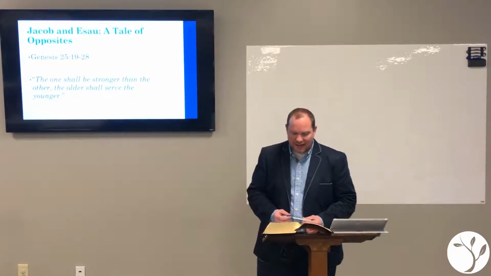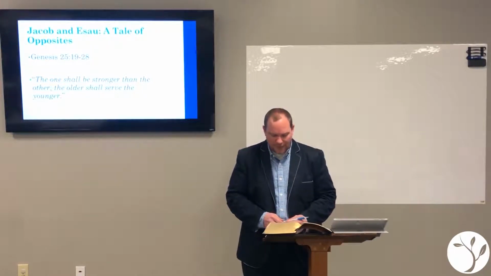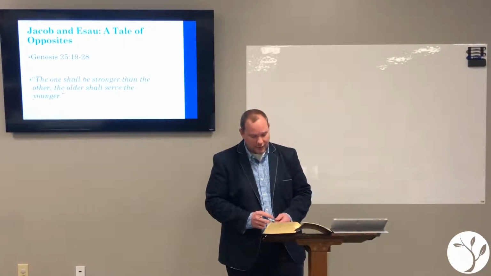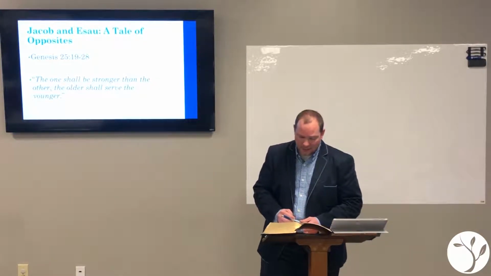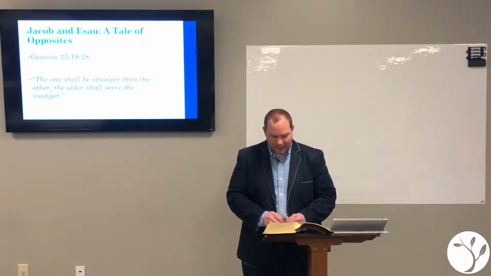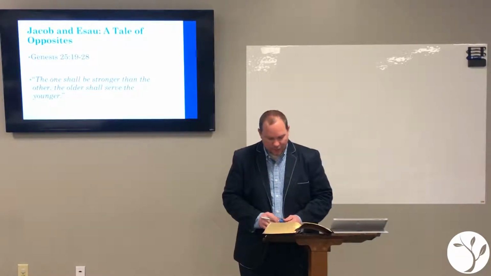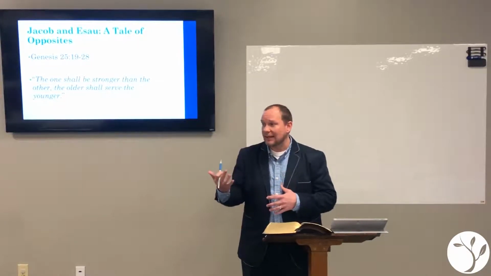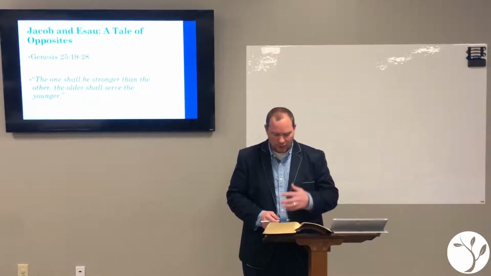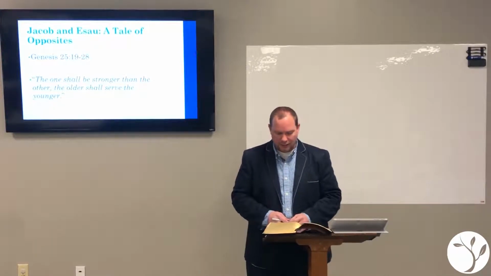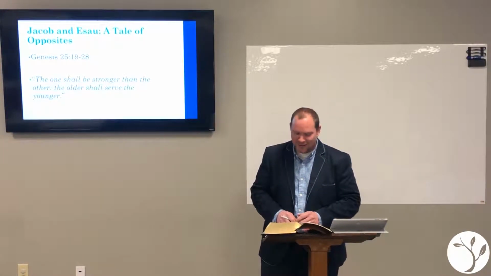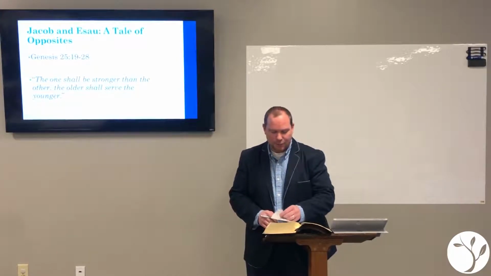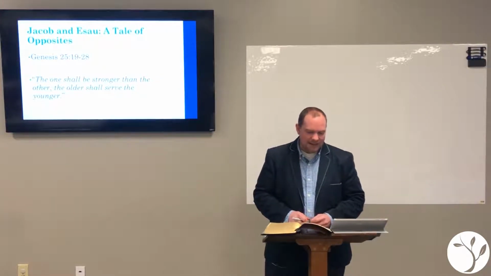These are the generations of Isaac, Abraham's son. Abraham fathered Isaac, and Isaac was 40 years old when he took Rebekah, the daughter of Bethuel the Aramean, the sister of Laban the Aramean, to be his wife. And Isaac prayed to the Lord for his wife because she was barren. So again, much like Sarah, Isaac's mother, his wife Rebekah, lots of names here, was barren for a time. And then finally the Lord granted his prayer, and Rebekah his wife conceived.